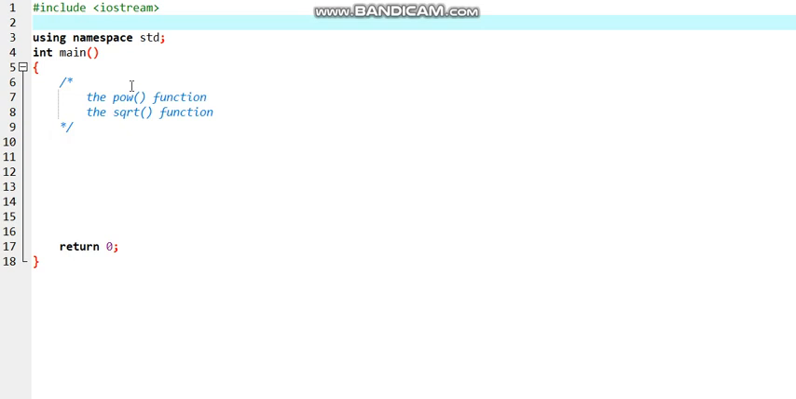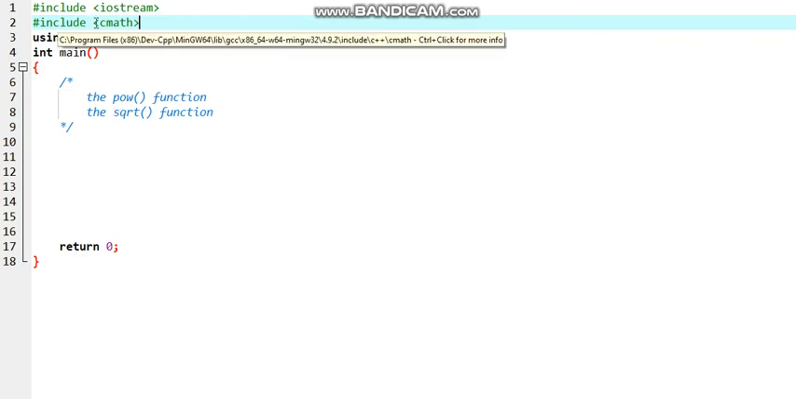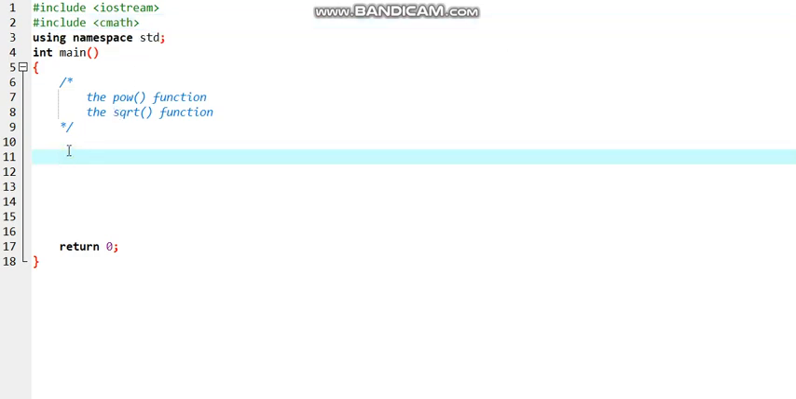Alright, so for us to use these functions, we need to include the cmath header. So that's cmath. For us to use these functions, you need this header. Then I'll just explain how these functions work. So for me to explain that, I'll just use int x is equal to 25.